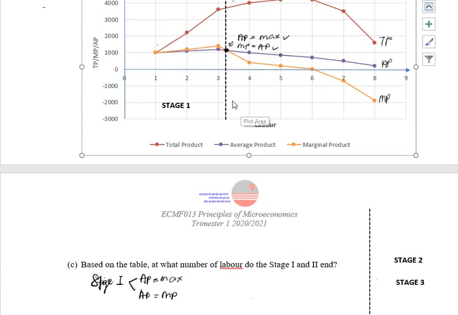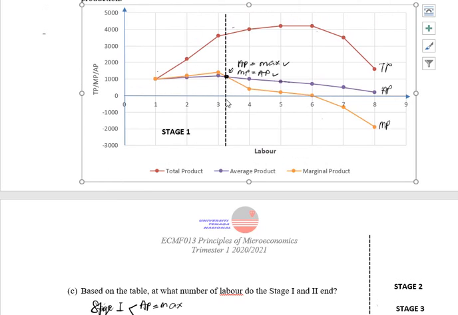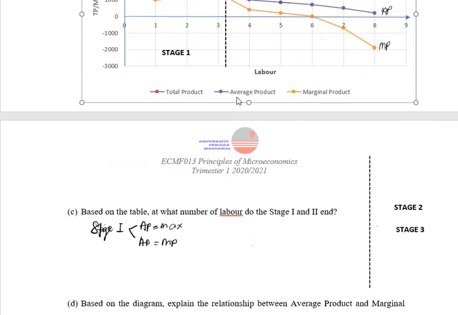If you use graph paper, you can get the number of labour here is 3.4. The line is at 3.4, but you have to round off because you are talking about labour, human, so you cannot have it in decimal points. So you round off to the nearest figure, which is 3. So stage 1 ends when the number of labour is 3. It ends at 3 labour.